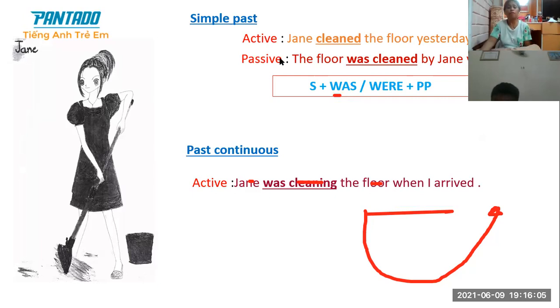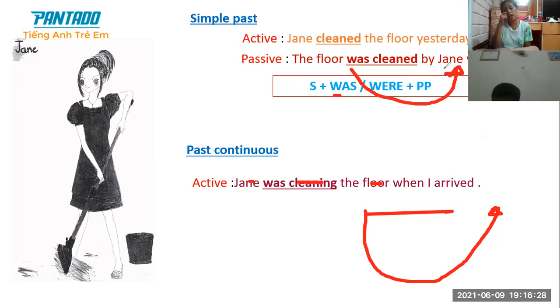In the passive, what happened to Jane? Jane is at the end. The floor was cleaned by Jane. Again, we use was because Jane is only one. We use was because Jane is only one. That's the reason that we have to use was.